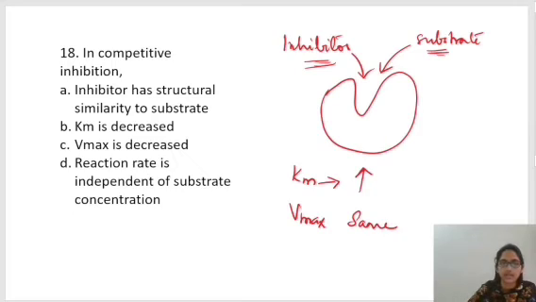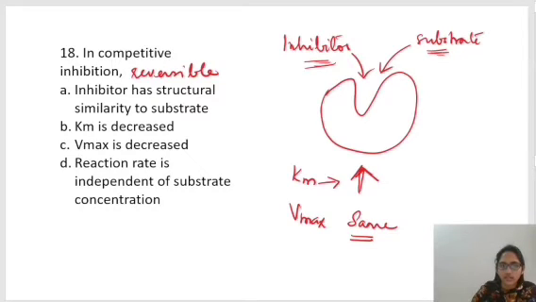But this is actually a reversible reaction. Why do I call it reversible? Because if I increase the substrate concentration, more of the substrate can bind to the enzyme and overcome the action of the inhibitor. It is not that the affinity becomes greater, but more substrate can bind to the enzyme. So by increasing the substrate concentration, I can maintain the Vmax unchanged.